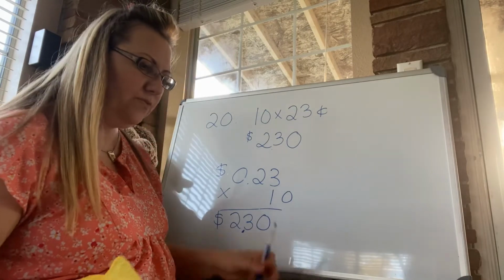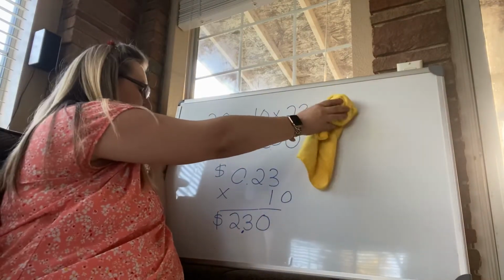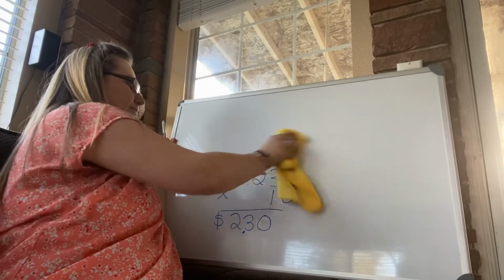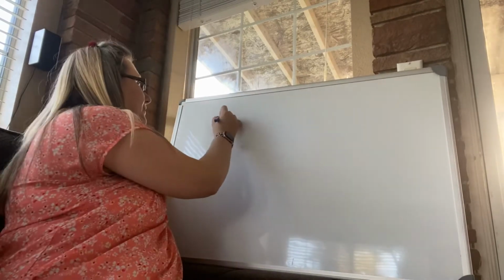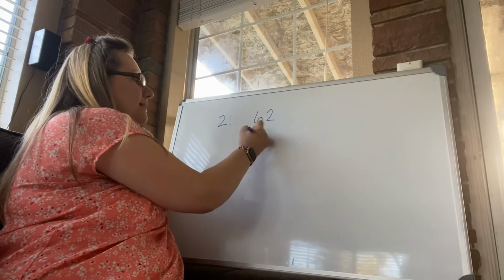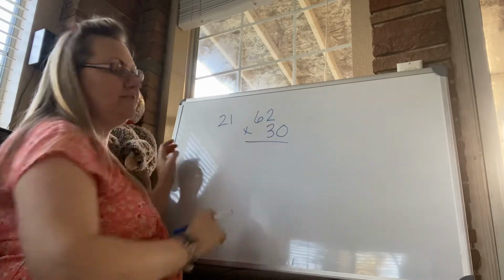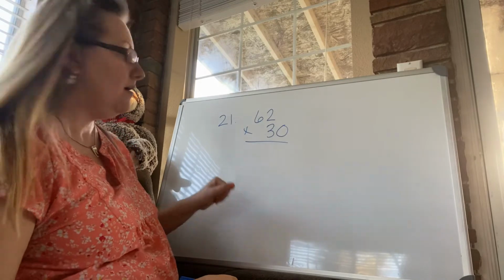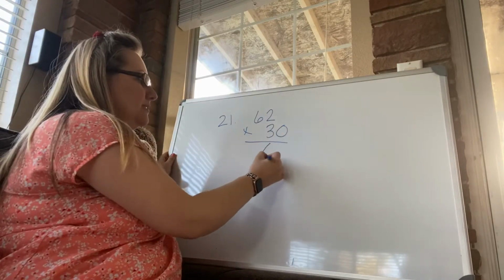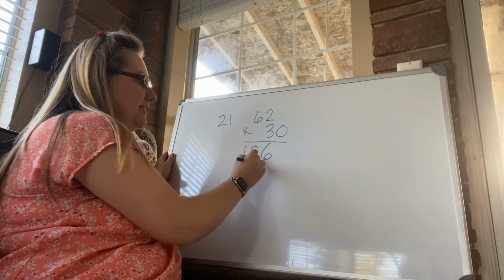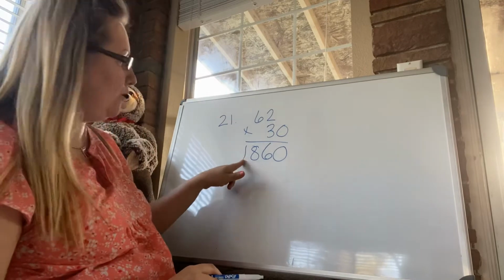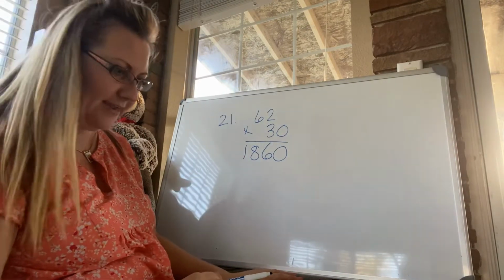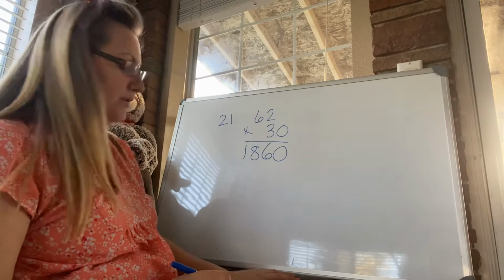Next we have number 21, which says 62 times 30. Because it's a multiple of 10 again, I'm going to leave that 0 off to the side. 3 times 2 is 6. 3 times 6 is 18. And then add that 0 back. And we have 1,860 as our answer to number 21.